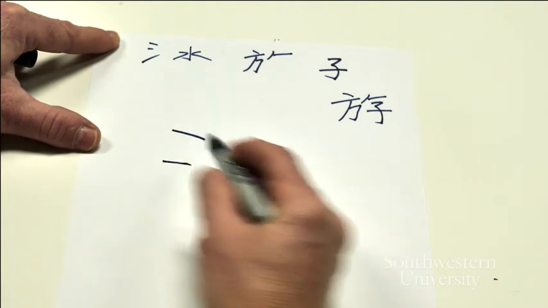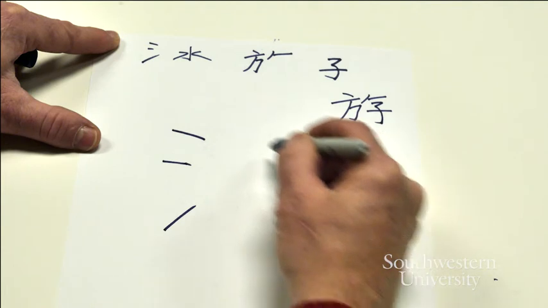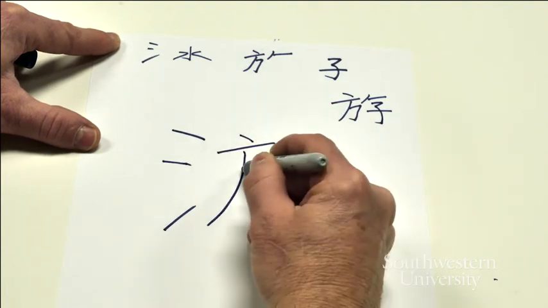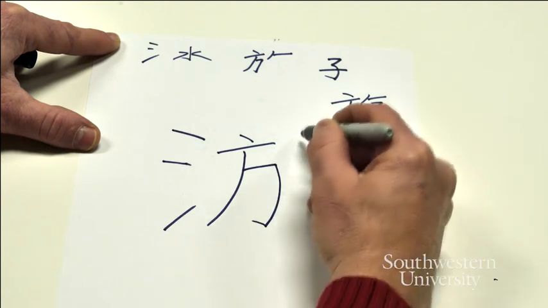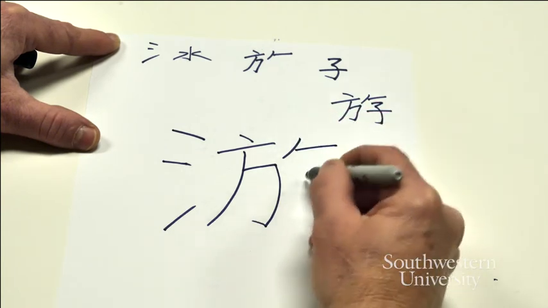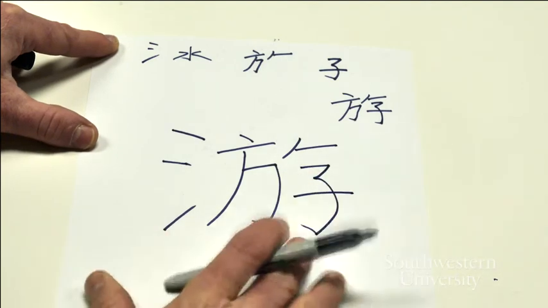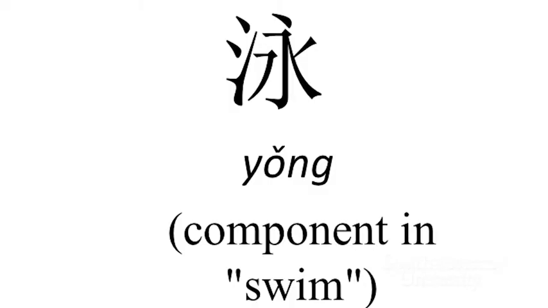Dian, dian, ti. Dian, heng, pie, heng, zhe, gou. Pie, heng, heng, zhe, wan, gou, heng, you. Here it means, we are learning it for swim.